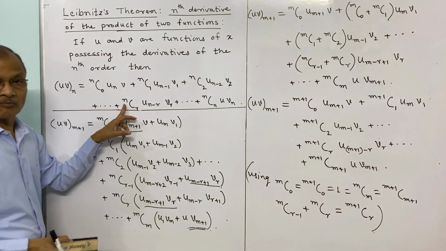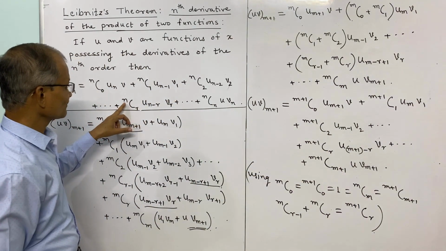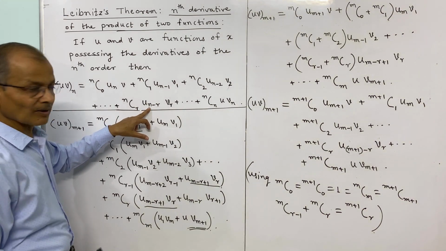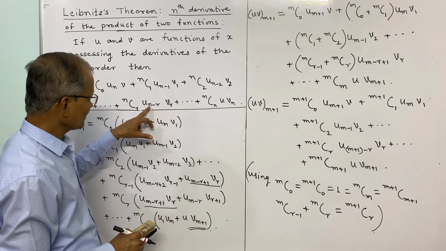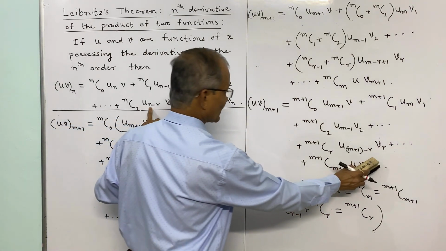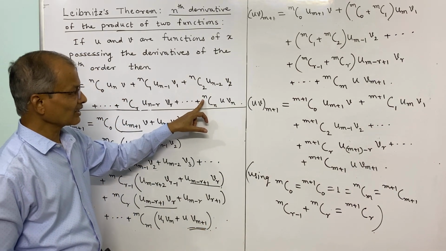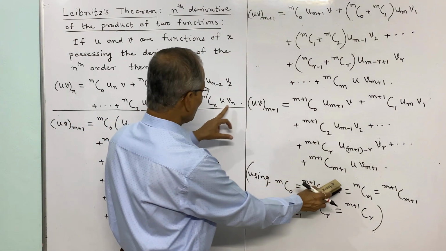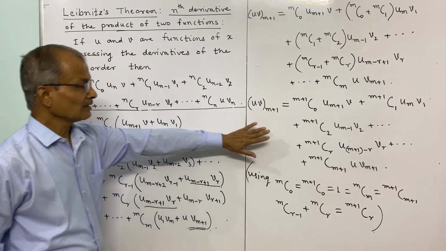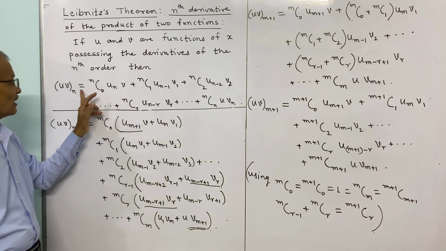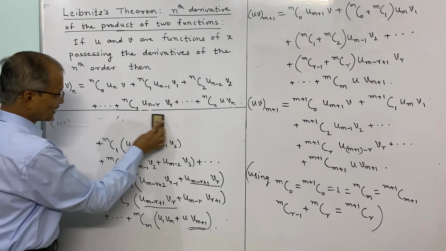See the general term, m plus 1 choose r, and here replacing n by m plus 1, we get u suffix m plus 1 minus r, vr. And finally replacing n by m plus 1, m plus 1 choose m plus 1, u v m plus 1. So this shows that the theorem is true for n equal to m plus 1. Thus we have obtained the second step.